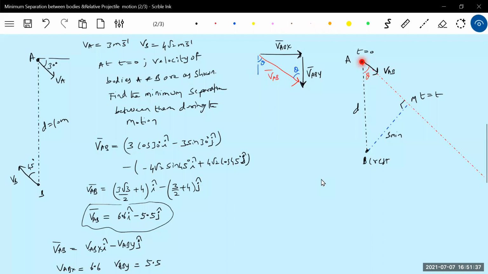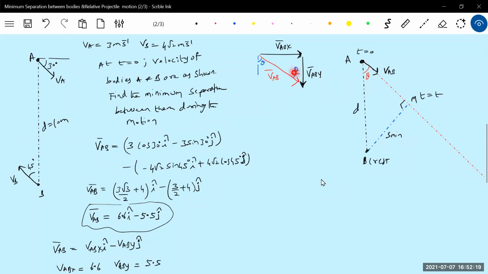Now, if body A moves with a velocity VAB along that VAB bar, then B will appear at rest. Then the separation between A and B will become minimum, given by this distance. When t equals 0, A is here and the distance is D. Then the separation becomes less than D. When it is at a perpendicular distance, it will be minimum. Then when A is further along, the distance between A and B will increase. So this is the minimum distance we have to calculate. For that we should know this theta.